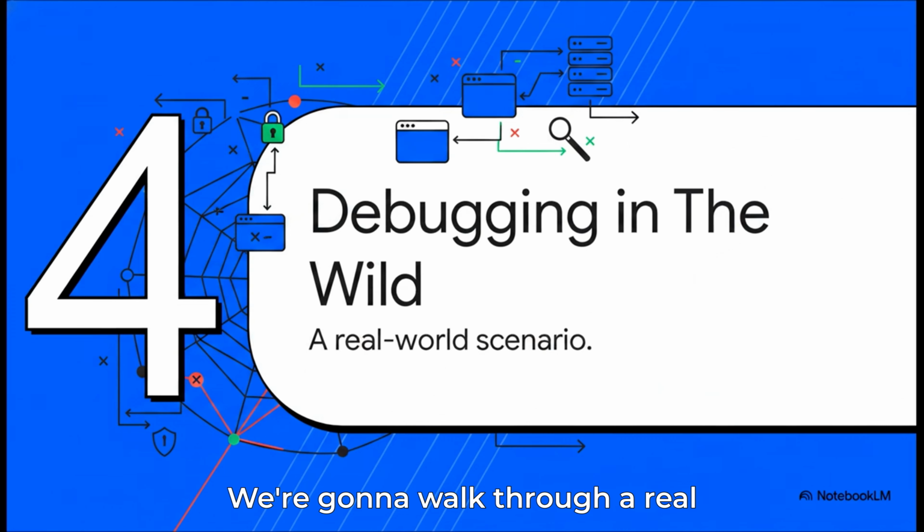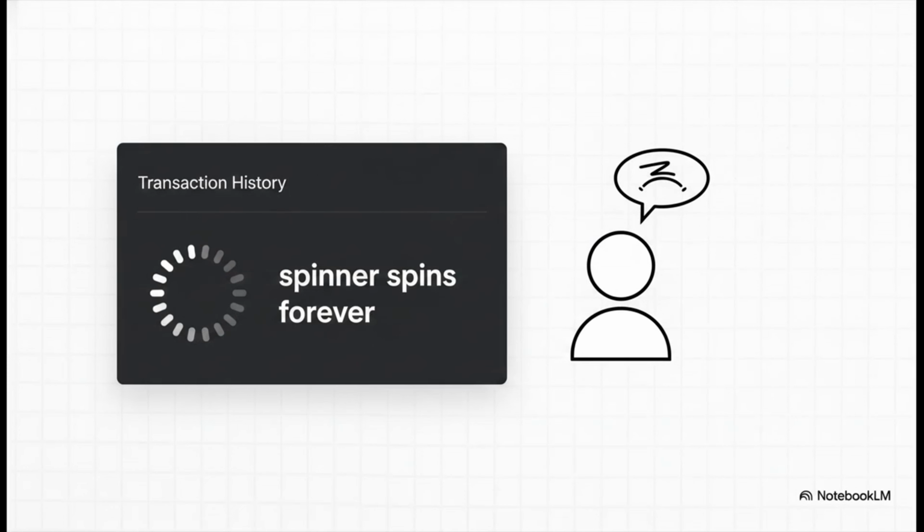All right, let's put all this theory into practice. We're going to walk through a real-world debugging scenario to see exactly how you can find and fix a CORS issue in just a few minutes. So, here's the situation. A user is trying to check their transaction history, but the data never shows up. They just see a loading spinner, forever. Your spidey sense is tingling. It's got to be a CORS issue.